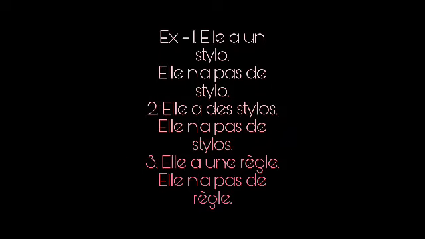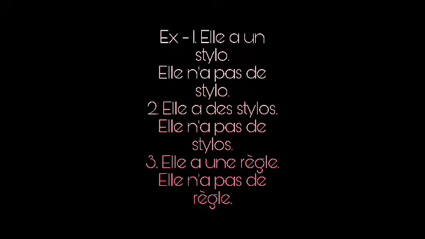Example, elle a un stylo. It will become elle n'a pas de stylo, because it has an indefinite article, un, and un will become de. So it will become elle n'a pas de stylo. Second, elle a des stylos. It will become elle n'a pas de stylo. Des will become de, because it is also an indefinite article. Third example is elle a une règle. It will become elle n'a pas de règle. Une will become de when there is a negative sentence.